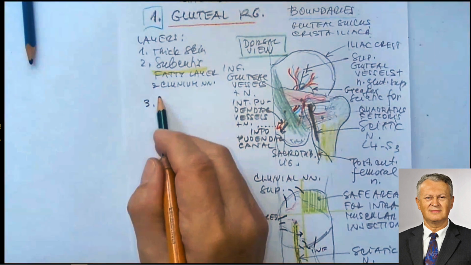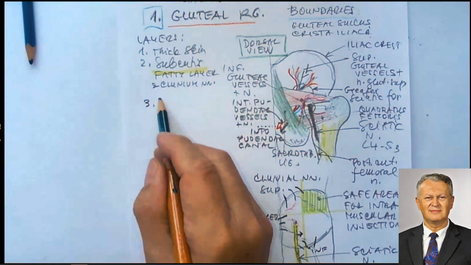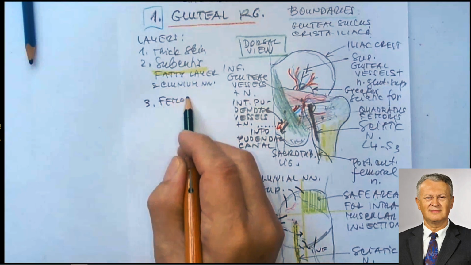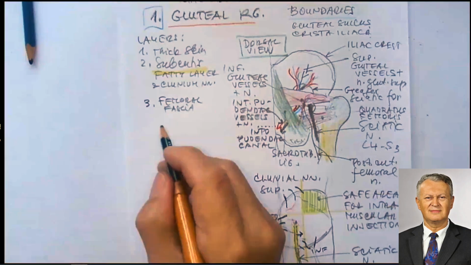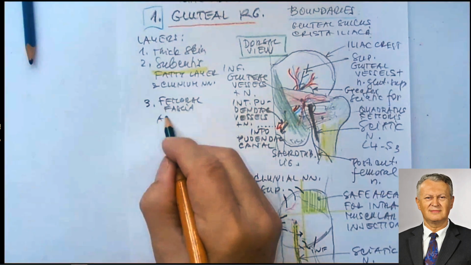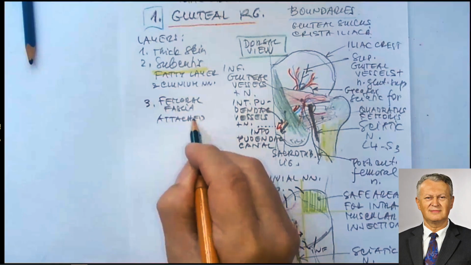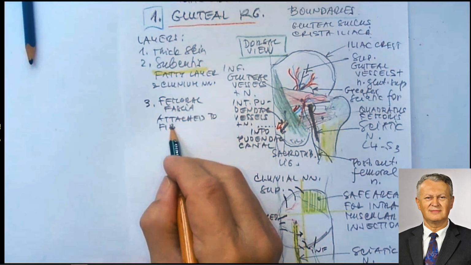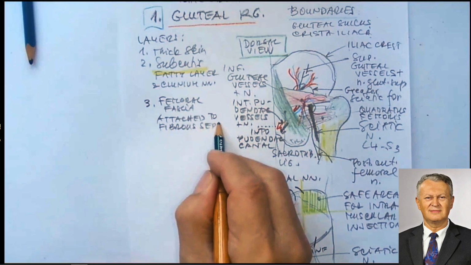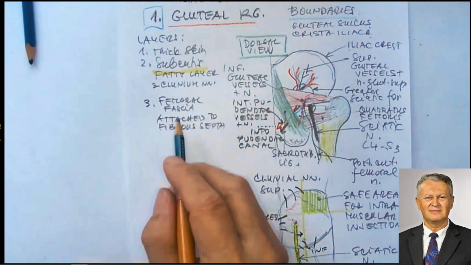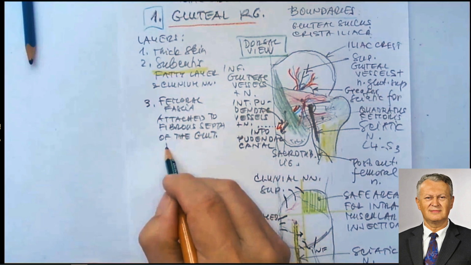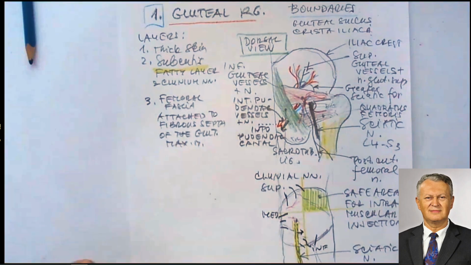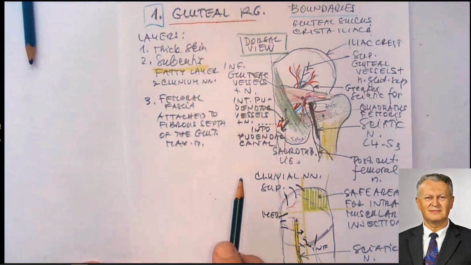Number three is the fascia femoris, so simply femoral fascia. As in the deltoid region, this is the same femoral fascia attached to fibrous septa in the gluteus maximus muscle. Sufficient.